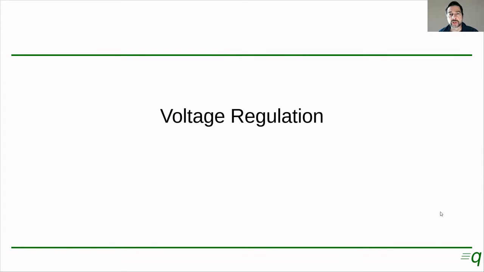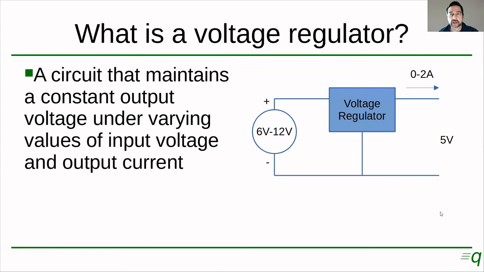So let's talk about voltage regulation, which is the main topic of this class. First of all, what is a voltage regulator? That would be a circuit or a device that maintains constant output voltage under varying input voltages and load conditions. For instance, here we have an input voltage that varies between 6 and 12 volts and an output current varying between 0 and 2 amps. And the voltage regulator's function is to ensure that under these conditions, the output voltage is steady at 5 volts.